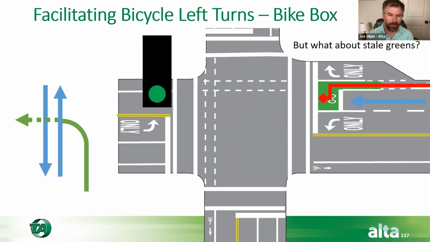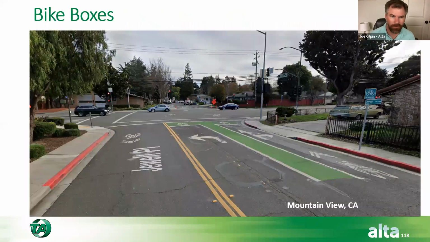And so I tend to not use bicycle boxes very often. The context that I use them in is very, very narrow, and I like to use them on side street approaches that are actuated. So here's an example from Mountain View. This is one of our projects, and this was a crossing for a bicycle boulevard there.